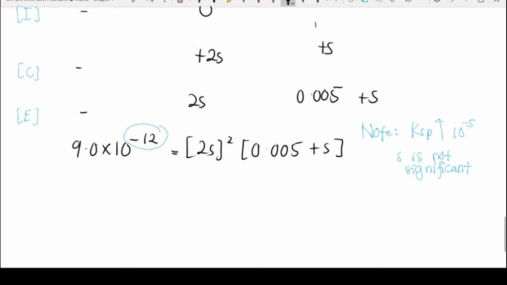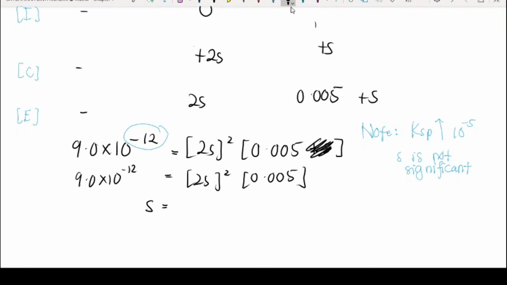So we got rid of this plus S. So your calculation only involves this number. So your new S would be 2.12 times 10 to the power of minus 5 molar. Please write this note. It is really important. Because if not, you're going to have S cubed in your calculation.